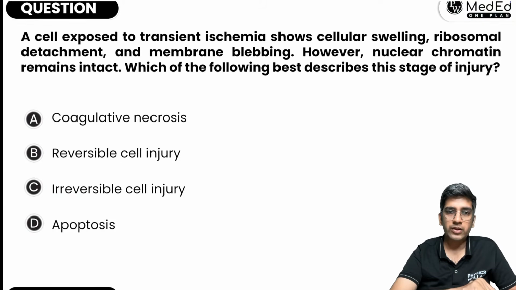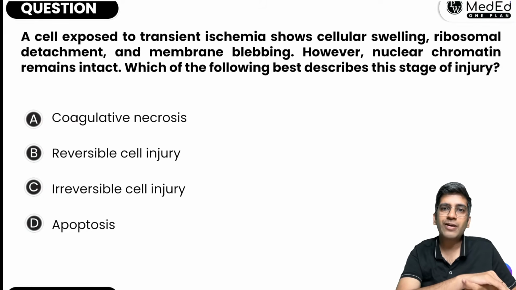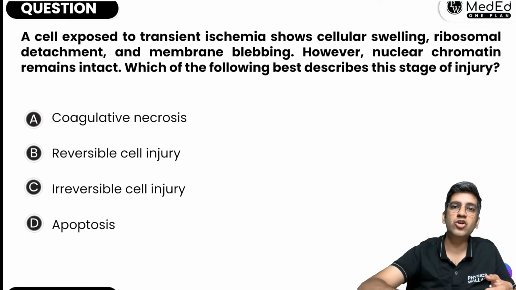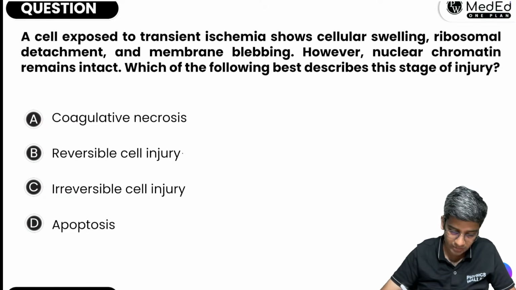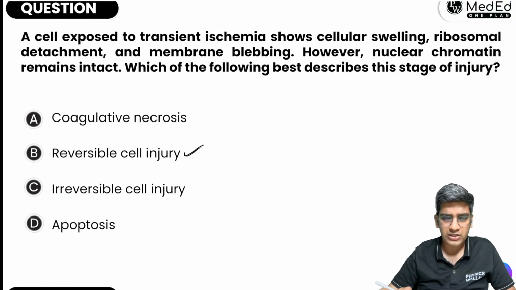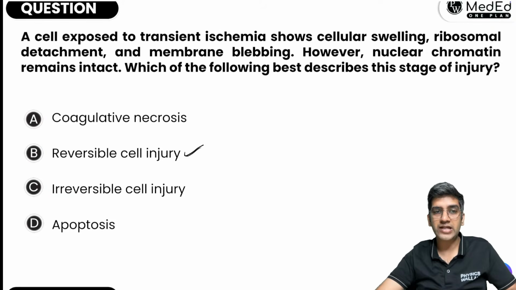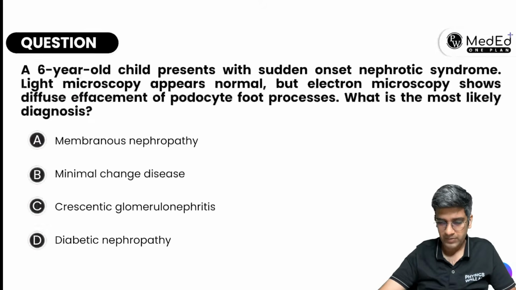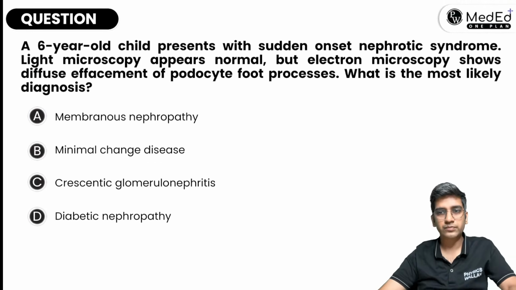Fine. Okay, perfect. In this question, the nuclear chromatin is intact. If the nuclear chromatin is not going to be changed, I won't call it a necrosis. It's nothing but a reversible injury. As of now, it has not gone to the irreversible stage. Fine. Okay. The next question.